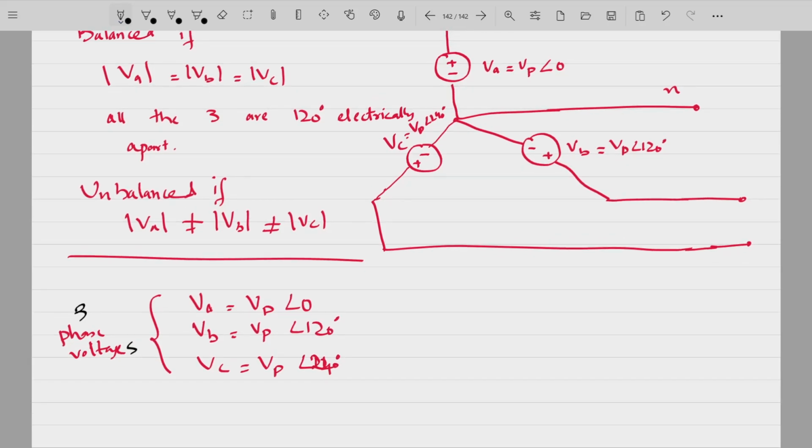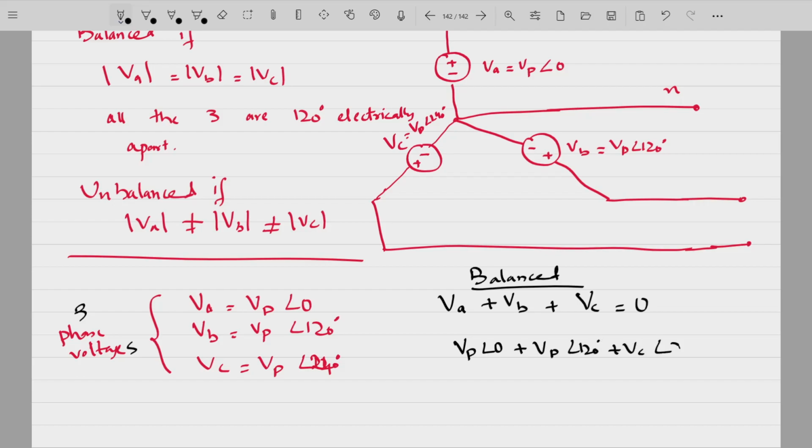And these three are called balanced if VA plus VB plus VC is equal to 0. So you can actually substitute the values here. You can substitute VA equal to VP angle 0 plus VP angle 120 plus VP angle 240 degrees.